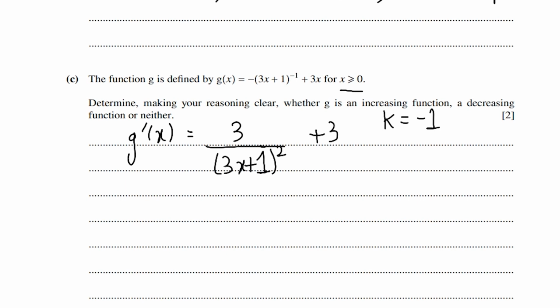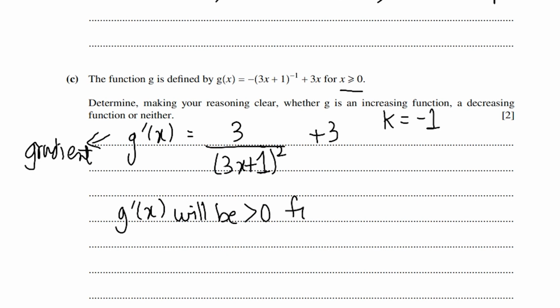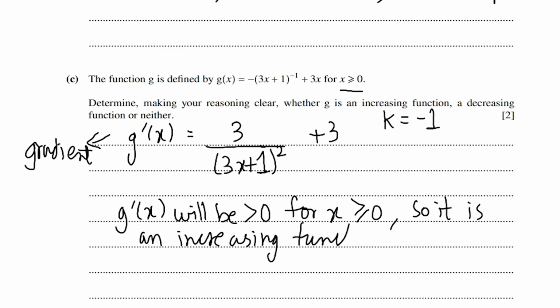What this means is that the differential of g(x) will always be positive. And what is the differential of g(x)? The differential of a function is its gradient, and if the gradient is positive, this means that it is an increasing function. So we can write that g'(x) will be greater than 0, or will be positive, for x greater than or equal to 0. So it is an increasing function.